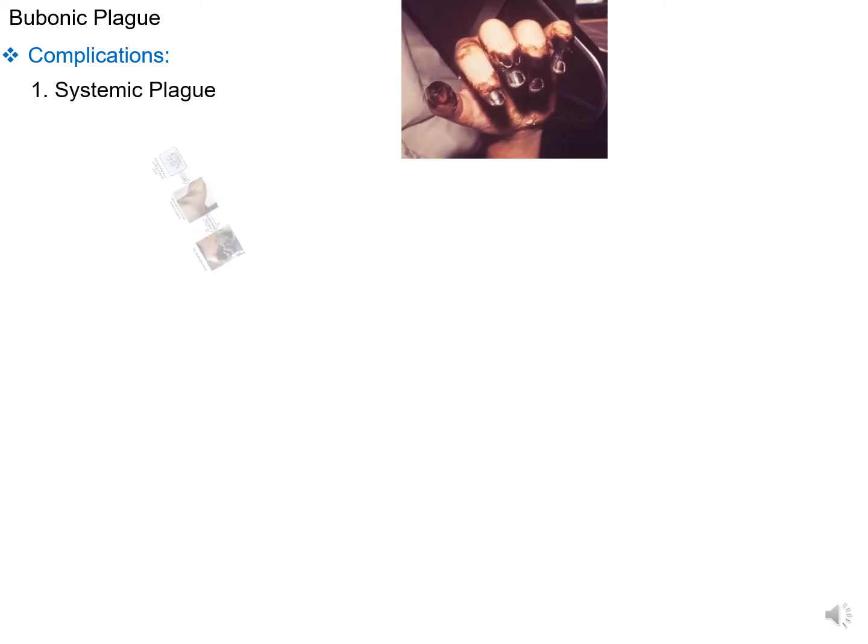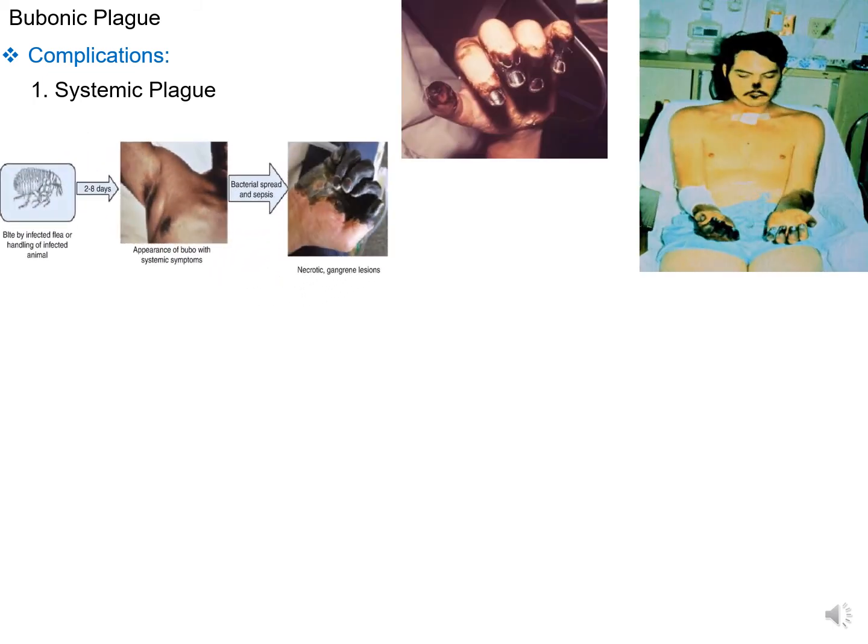Once bubonic plague spreads, we're going to see two forms, and both are extremely dangerous. The first complication is what we call systemic plague. Now, it's going to move from the bubo to the rest of the body, and what we're going to see is severe necrosis all over the body. So any organ it comes in contact with, and you can't cut off everything. And that's why with systemic plague, the mortality rate is 100%, even if you treat it.